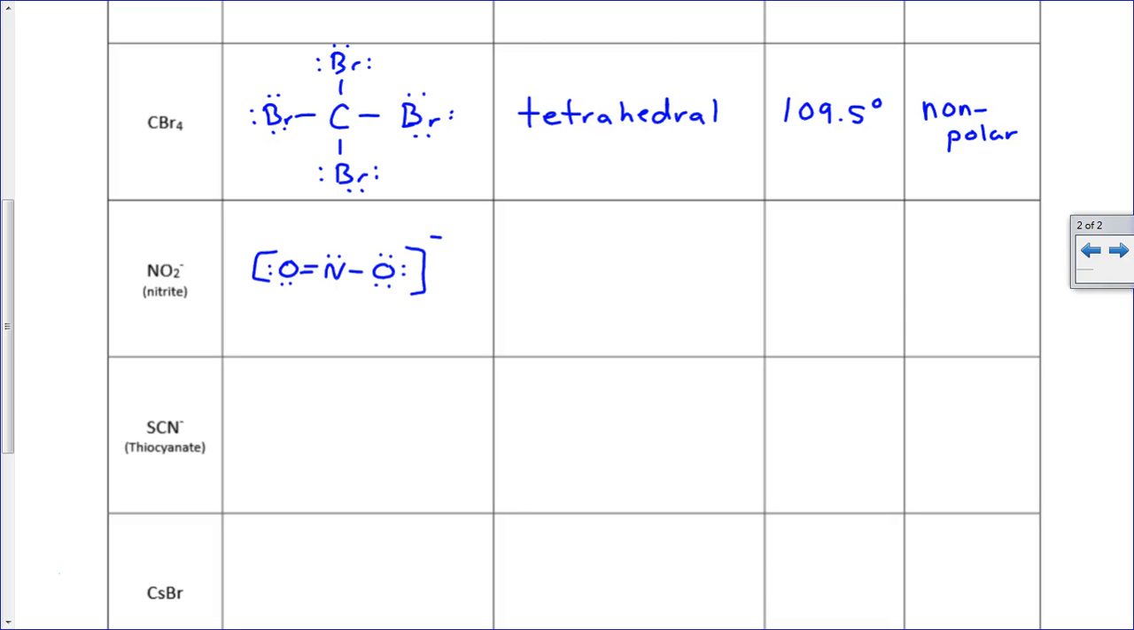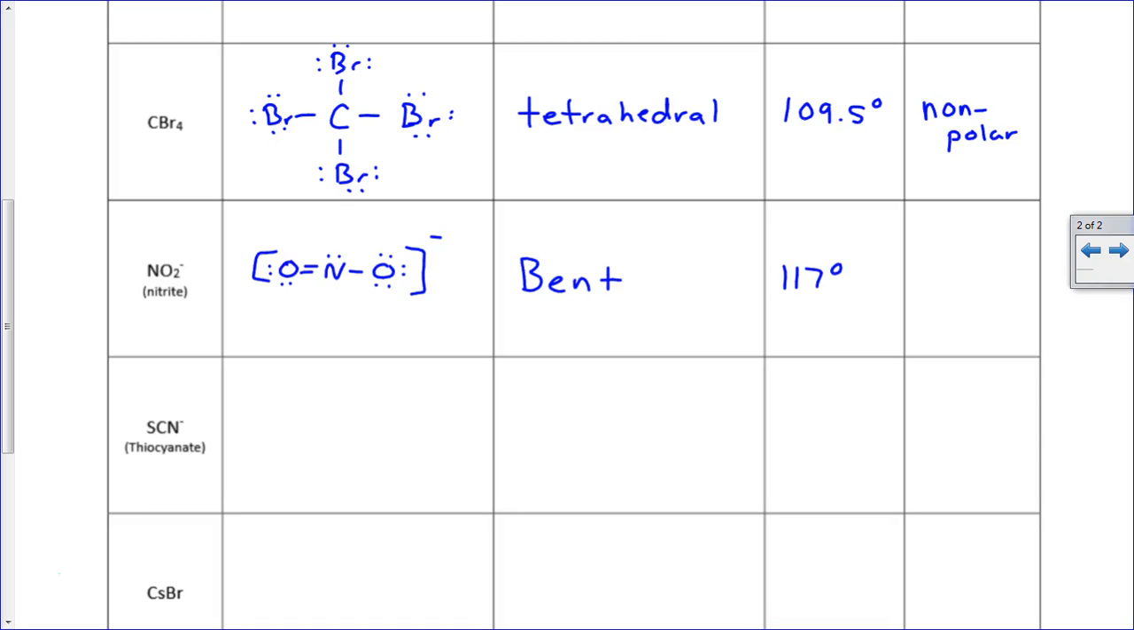This one, for its shape, you look at the N. It has 3 domains around that N. There's a double bond, there's a single bond, and there's an electron pair. Of those, two of them are bonding domains, the single bond and the double bond, and then 1 is an electron pair. So 3 electron domains, 2 bonding domains, 1 electron pair. The shape there is bent. This is the bent variety that's 117 degrees.